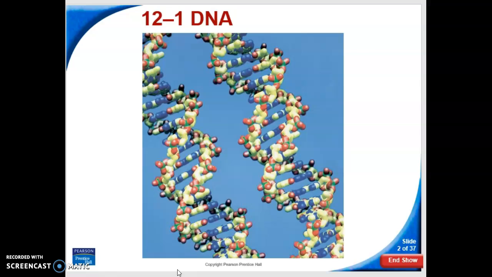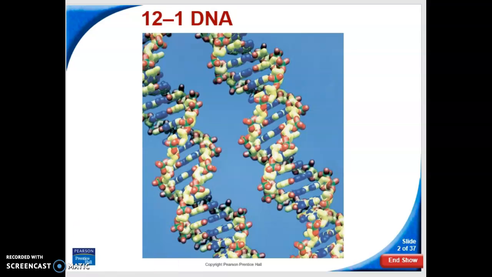Today our main focus is going to be on chapter 12, section 1. We're going to talk about the scientists that contributed to understanding that DNA was responsible for passing on these traits and what the structure is. And then the last part we will actually talk about the structure of the DNA.